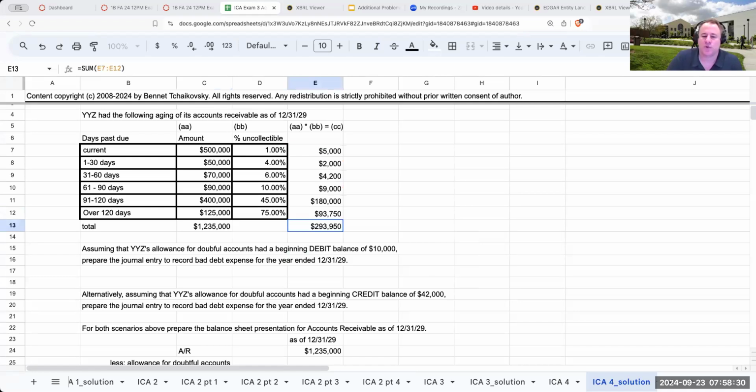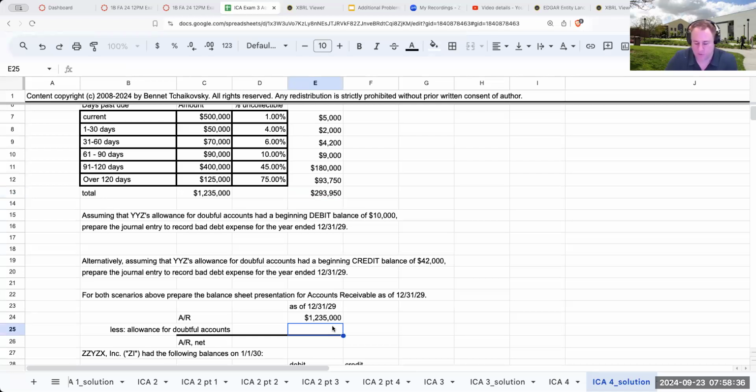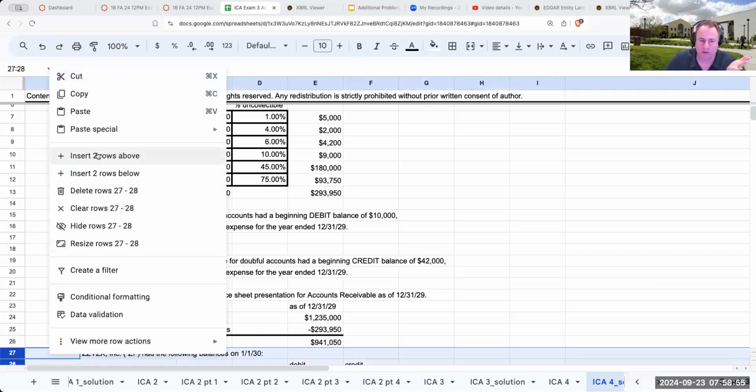So my total allowance for doubtful accounts, meaning what I don't expect to collect, is going to be 293,950. So when I'm asked to do a balance sheet presentation, this is where I want to start. What is my balance sheet going to look like?